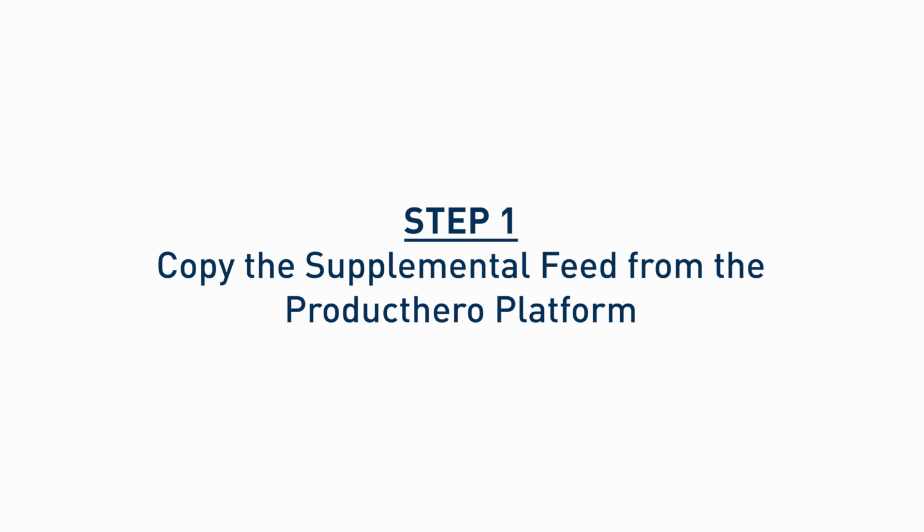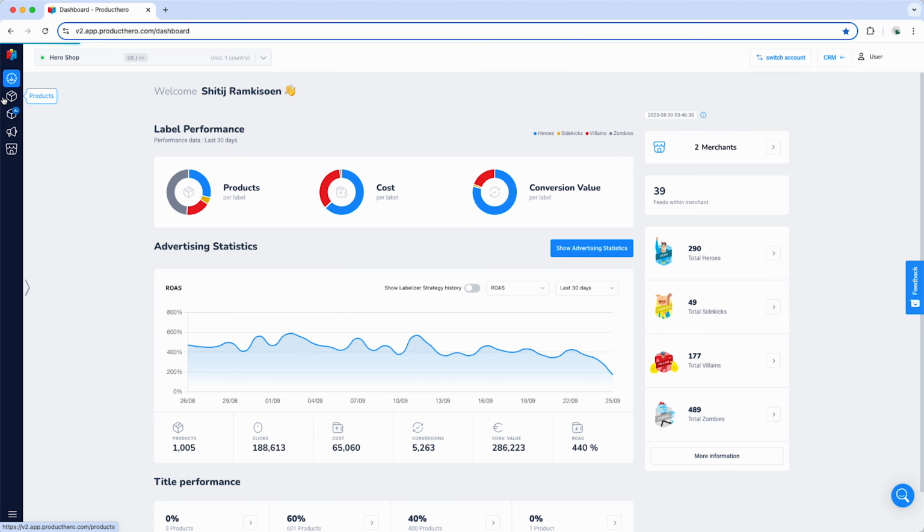Step 1. The first step is to copy the supplemental feed from the Producthero platform. If you don't see the Copy Supplemental Feed button, please refer to our help guide for instructions on retrieving your data from the Merchant Center. Remember the feed label language combination of the feed you copied the supplemental feed from? You will need this in Step 5.